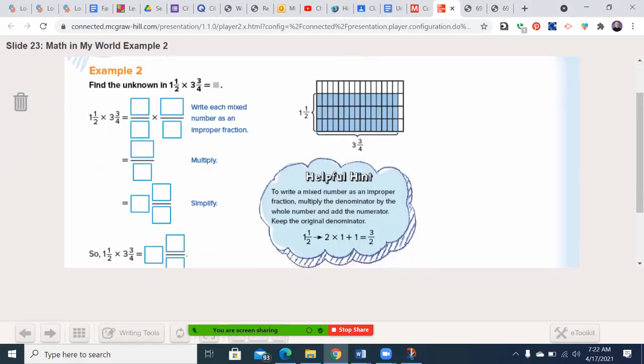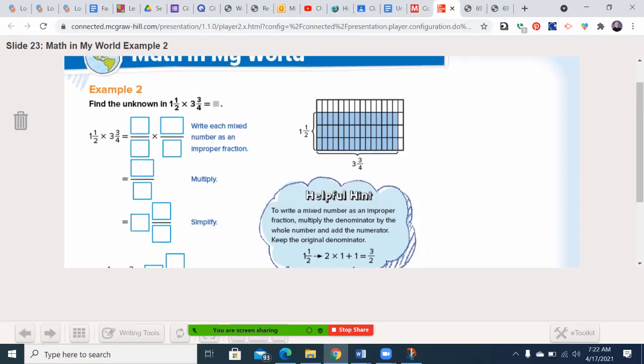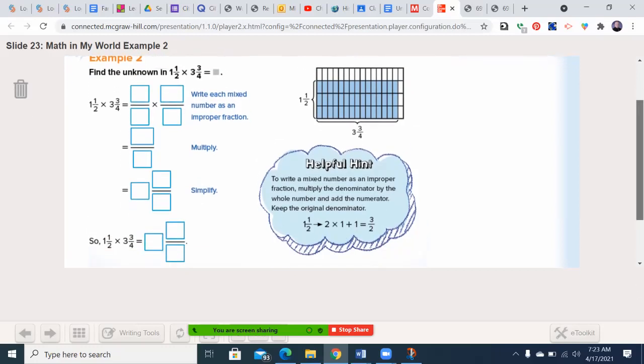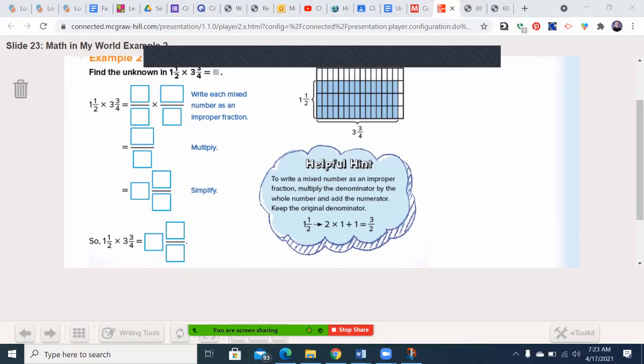All right, so let's do one here. Let's see what's below there. I already see that I have a helpful hint on my page. To write the mixed number as an improper fraction, multiply the denominator by the whole number and add the numerator. Keep the original denominator. So 2 times 1 plus 1 is 3, and you keep that 2. And you've seen that periodically through this lesson already.